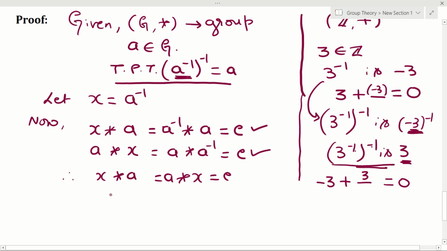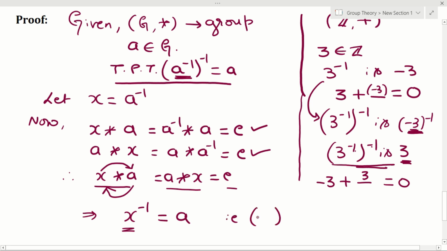Okay, now you see this is of the form A star A inverse is equal to A inverse star A is equal to E. This is of the form inverse law. Therefore, A is the inverse of X or X is the inverse of A. Therefore, what is the inverse of X? Therefore, this implies X inverse is A. Now you replace X. What is X? X is nothing but A inverse, and I have inverse here. Therefore, we get A inverse whole inverse is equal to A.